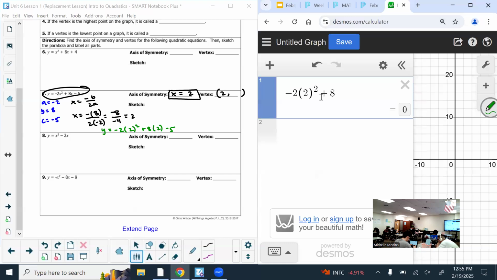Let's see. All right, it is 3. All right, so that's the same thing I wrote on my paper. That's going to be the y of my vertex. Everyone good on that so far?